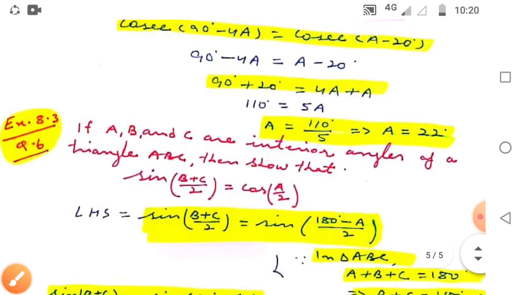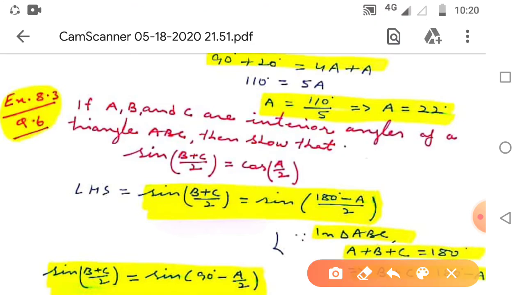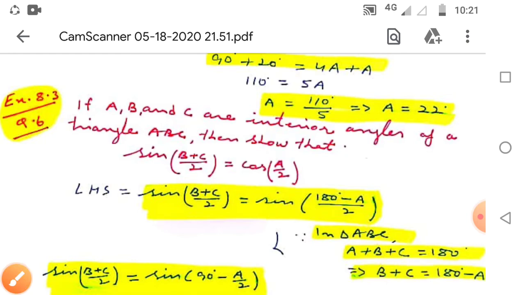Now come to question number 6 of 8.3. If A, B and C are interior angles of a triangle ABC, then show that sin((B plus C) by 2) is equal to cos(A by 2). Okay, look here. LHS is sin((B plus C) by 2), and sin((B plus C) by 2) is equal to sin((180 minus A) by 2). Why? Look here again.